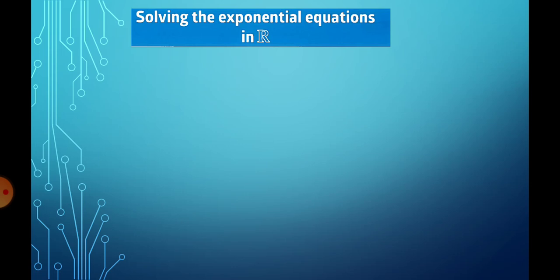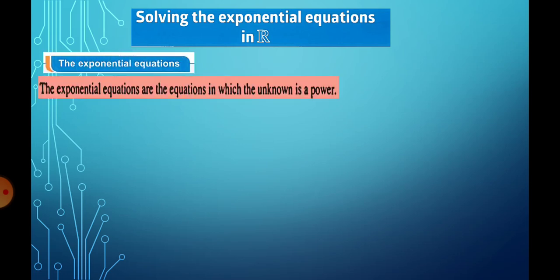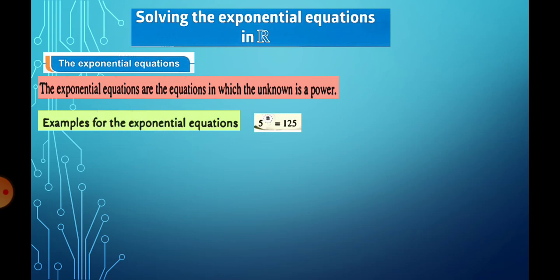Today we are talking about solving exponential equations. It means the variable is on the power, like 2 to the power x equals 4. This equation is called an exponential equation. Like 5 to the power n equals 125. 3 to the power x plus 4 equals 27. It means find the value of the power.